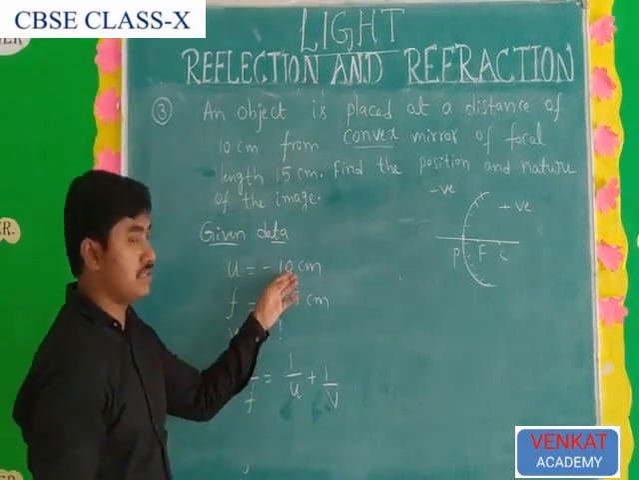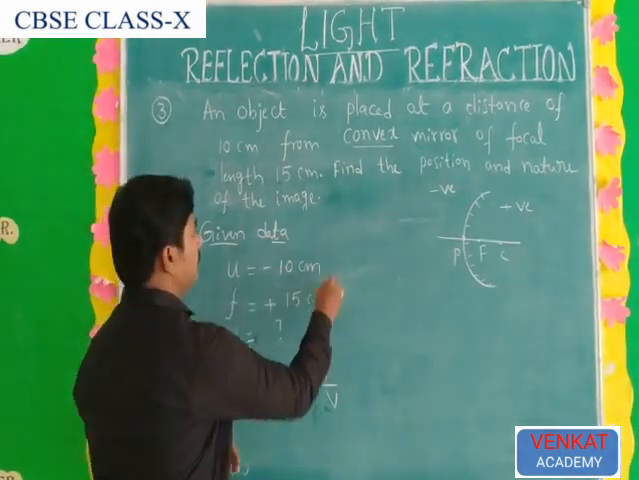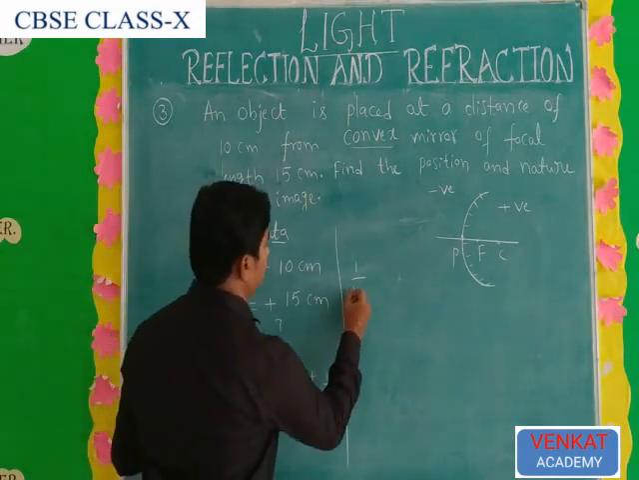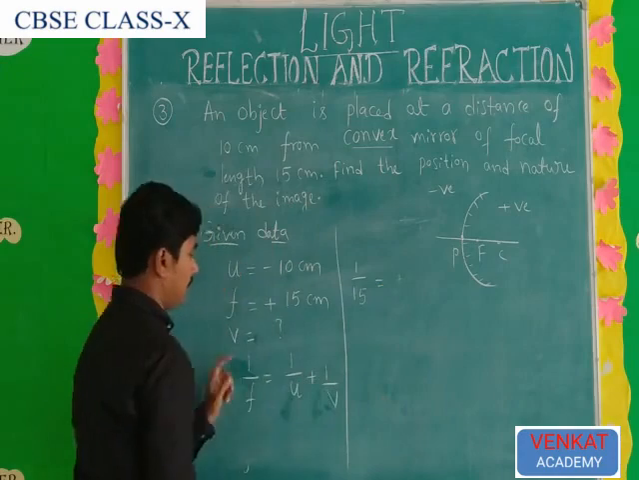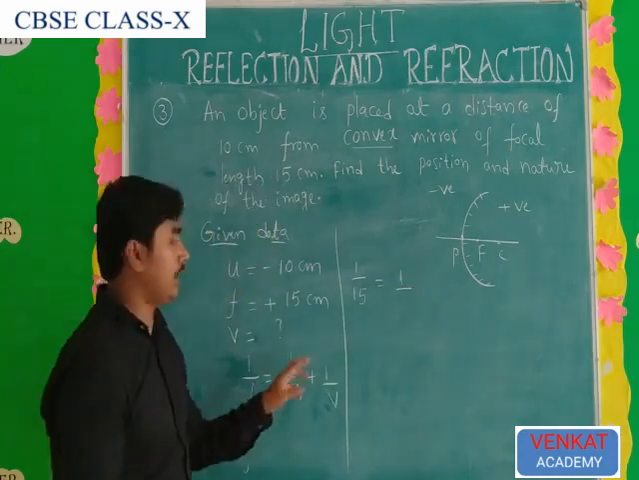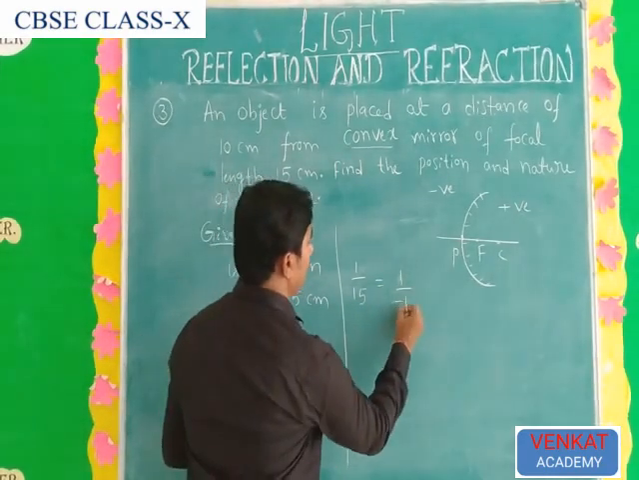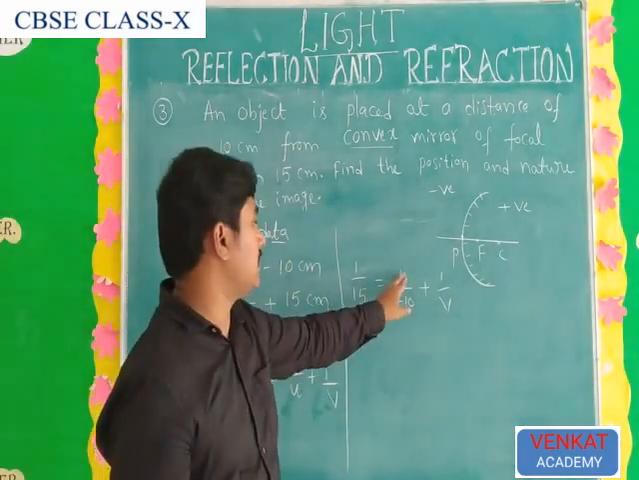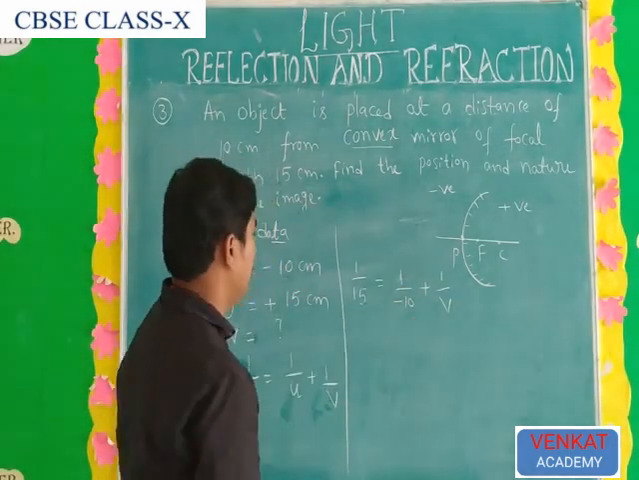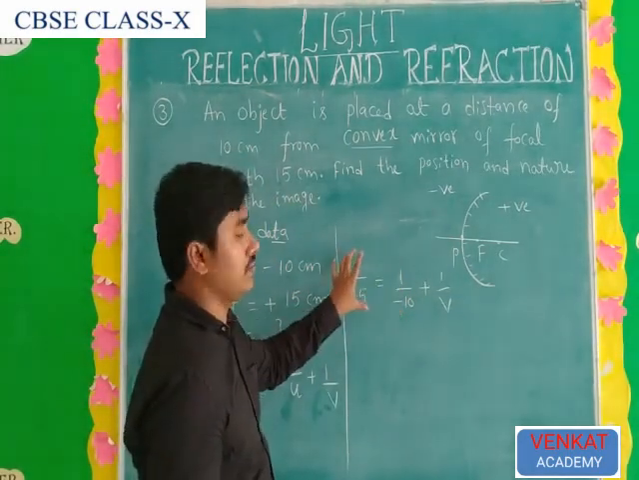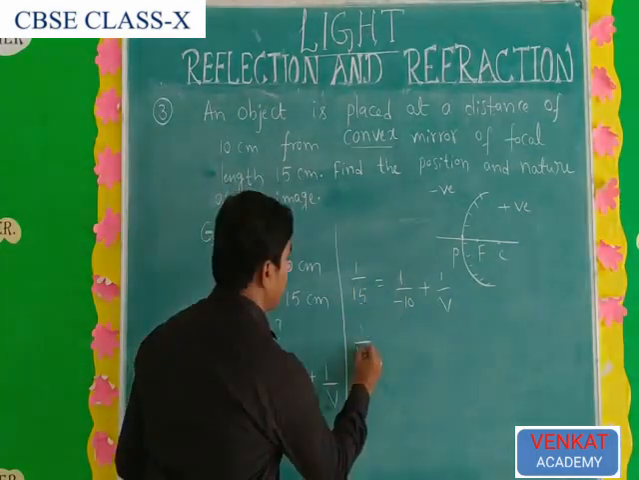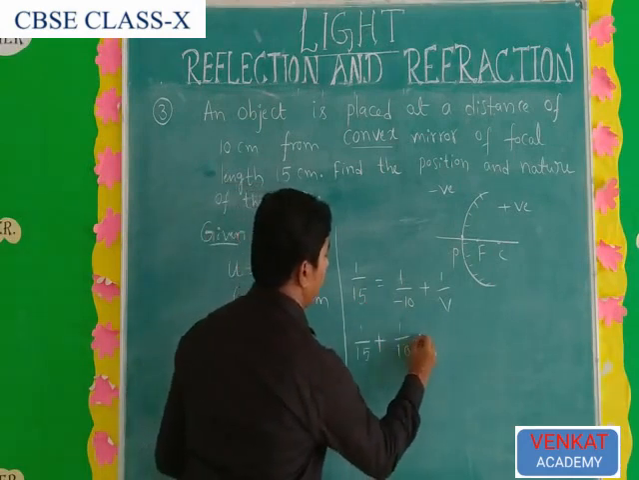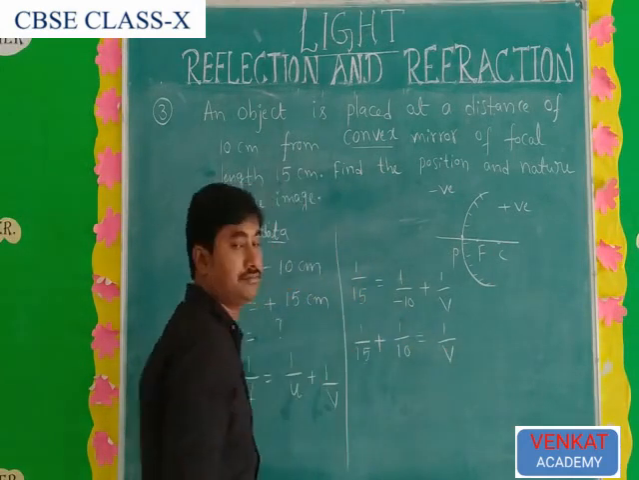So put the given values into the formula. 1 by F means 1 by 15 is equal to 1 by U. What is the U value? Minus 10, plus 1 by V. So 1 by 15 is equal to 1 by minus 10 plus 1 by V. Now this 1 by minus 10, you have to send to the other side. So minus becomes plus there: 1 by 15 plus 1 by 10 is equal to 1 by V.